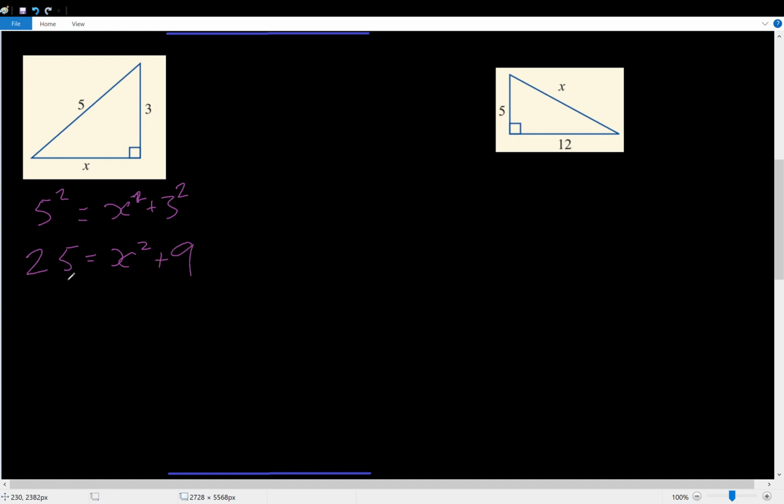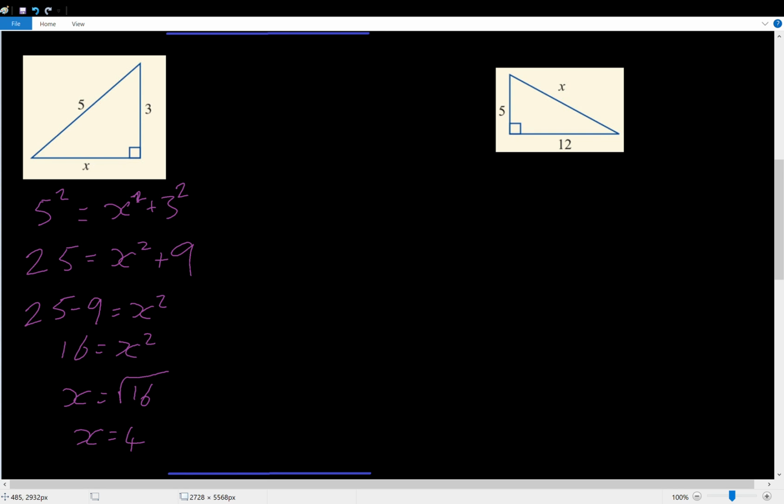And then we can bring the 9 over to the same side as the 25, leaving the x on its own. So we get 25 minus 9 equals x squared, which means that 16 is equal to x squared, which means that x must be equal to the square root of 16. So x in this case is equal to 4, like that. Nice and straightforward. We just have to put our equation together, starting with the hypotenuse, and then just solve it out like we would any other algebraic expression.